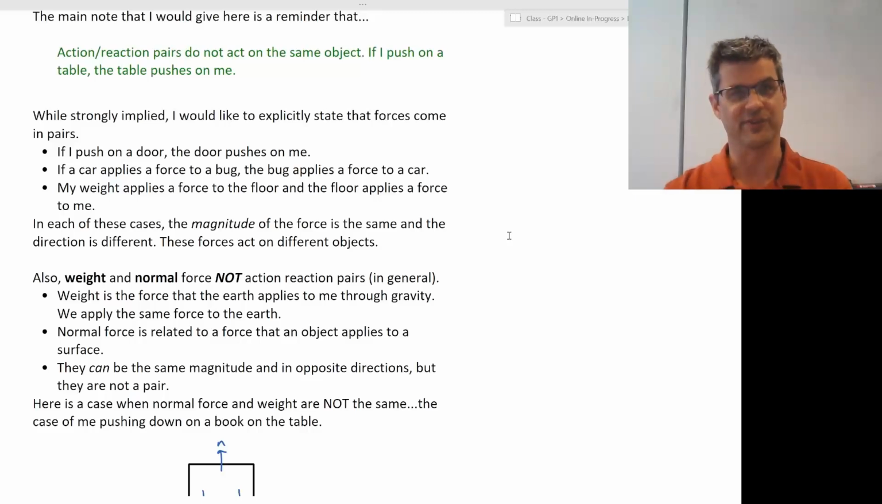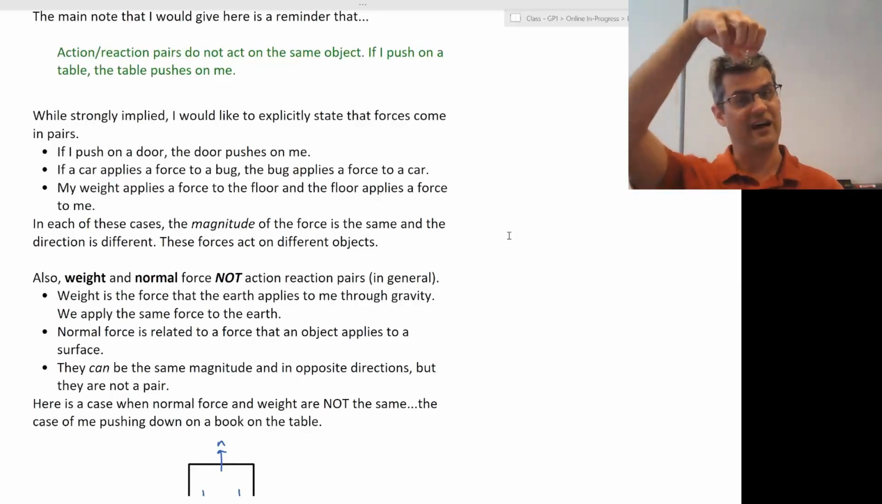It's also useful to note that weight and normal force are not an action-reaction pair. There are times that a normal force could be the weight force, but there are times when the normal force is not. Weight comes about because of an attraction to the earth. The force pair between those two objects is the earth puts a force on the object, and the object puts a force on the earth.